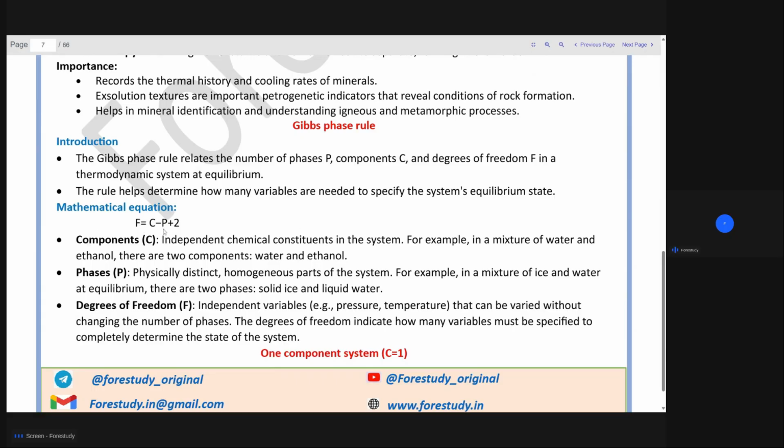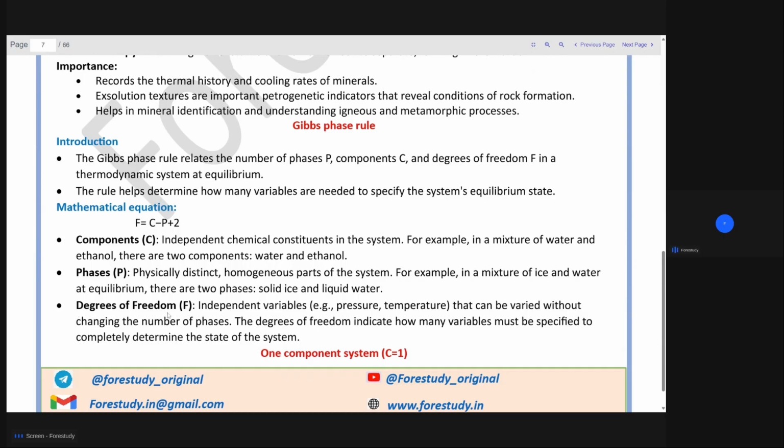So let's give the definitions of the different terms here. First is the component itself. C is the independent chemical constituents in the system. For example, in a mixture of water and ethanol, there are two components, water and ethanol. Next is phases. Phases means physically distinct homogeneous parts of the system. For example, in a mixture of ice and water at equilibrium, there are two phases, solid ice and liquid water. But the component will be one, because that is H2O. Two phases, but only one component, that is H2O.